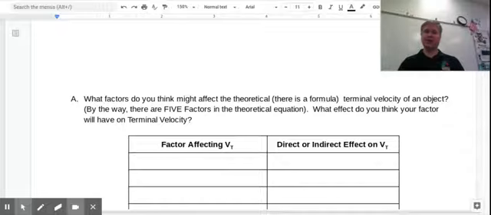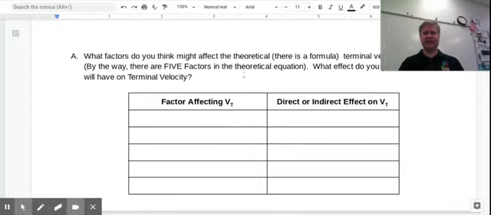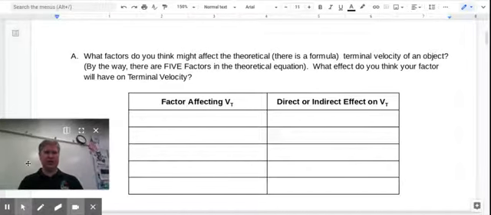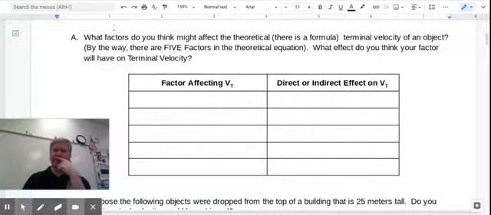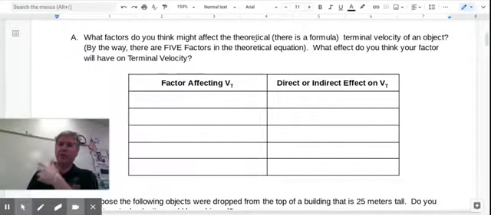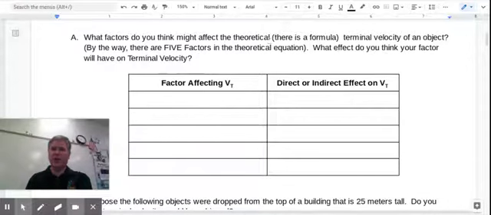Let's move on to part A, this little activity that I have here. I'm going to move way over here. I want to be able to see this chart. Part A says, what factors do you think might affect the theoretical terminal velocity of an object that we drop? There is a formula we'll talk about in a little bit. By the way, there really are 5 key factors in the theoretical equation.